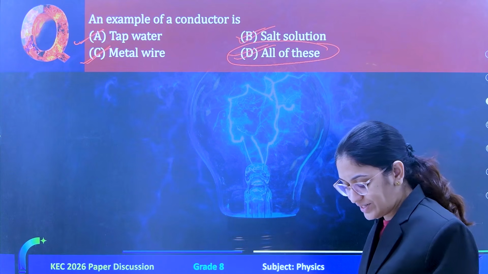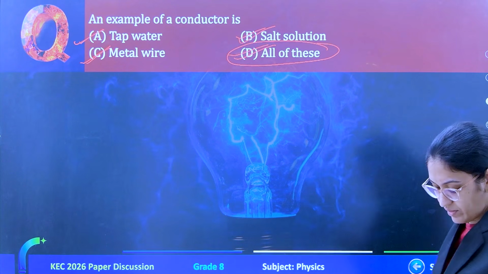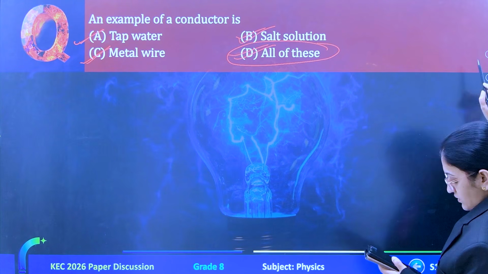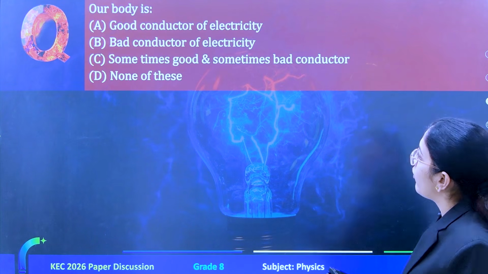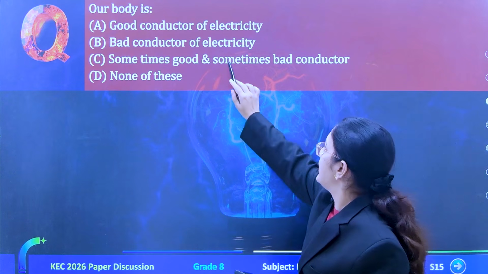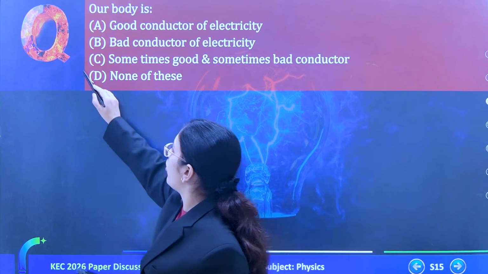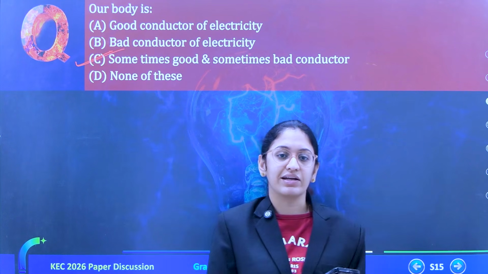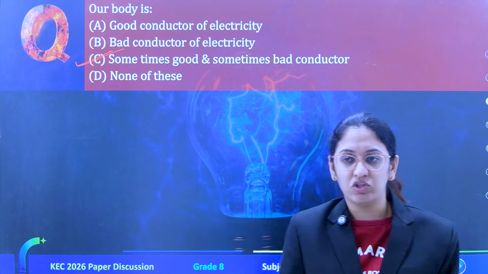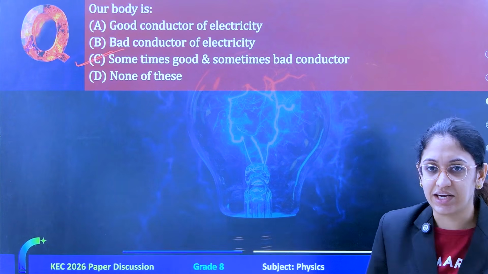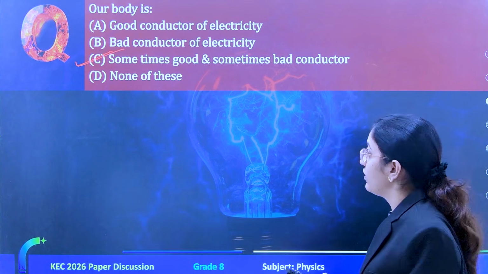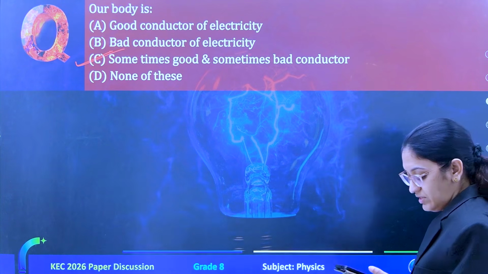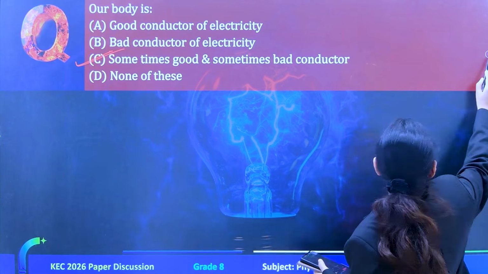Can we go to the next question? Yes. Our body is sometimes a good and sometimes a bad conductor. Already discussed: the human body behaves as both conductor and insulator. Okay? Clear? Next question.